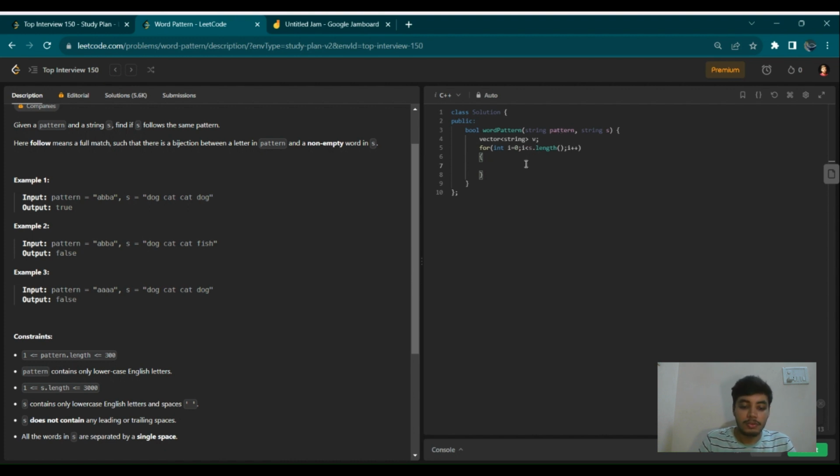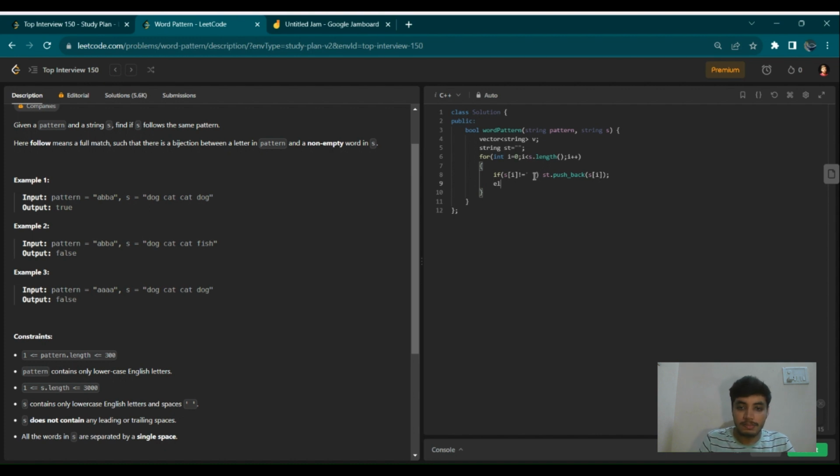To do so, we can check if our s[i] is not equal to a space. If it is not equal to a space, we can store it in a string. So for that we declare a string st equal to an empty string. Now we simply have to store that character in this string, so we write st.push_back(s[i]). And until we do not find a space, we are going to do this.